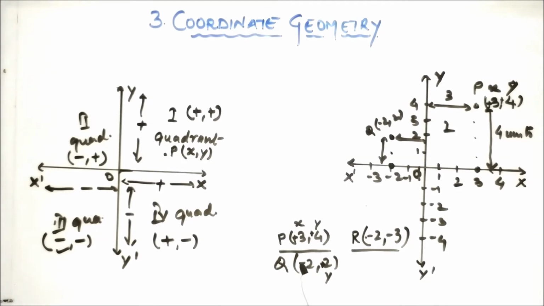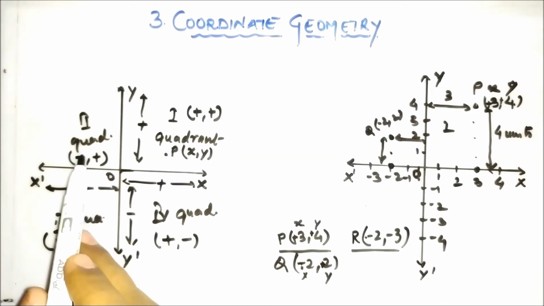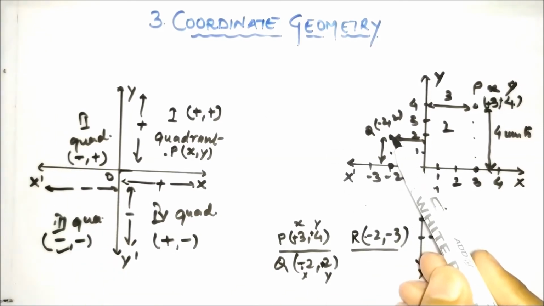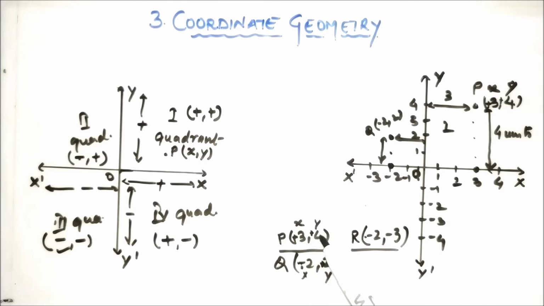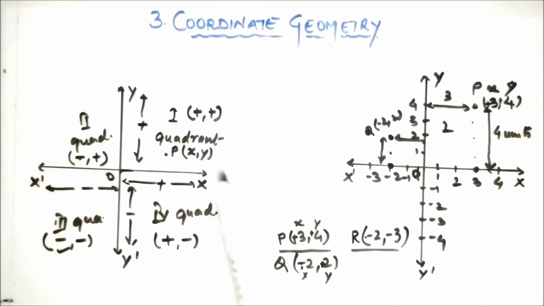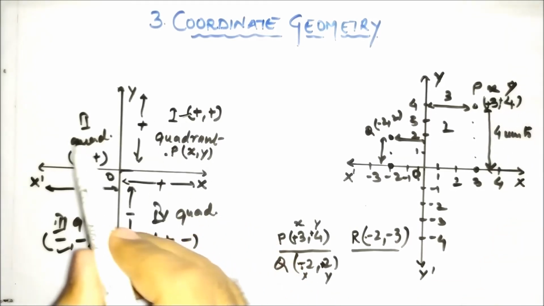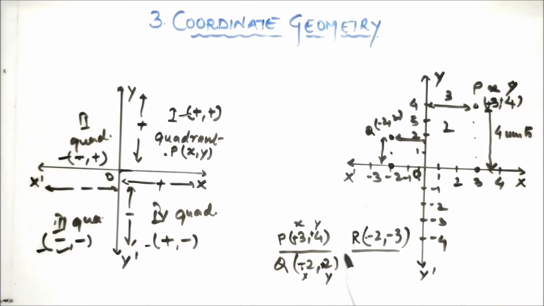We have seen minus and plus, so minus and plus will lie in the second quadrant, and we got this point in the second quadrant only. Plus 3 and plus 4 will always lie in the first quadrant, and we got this in the first quadrant only. So this sign will help you to locate the points on the coordinate plane.